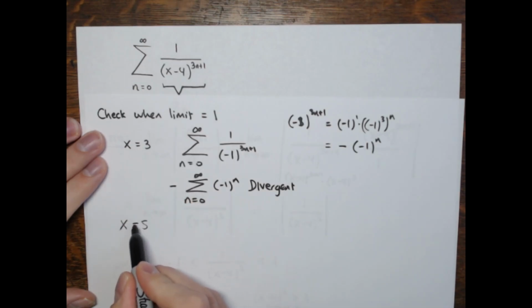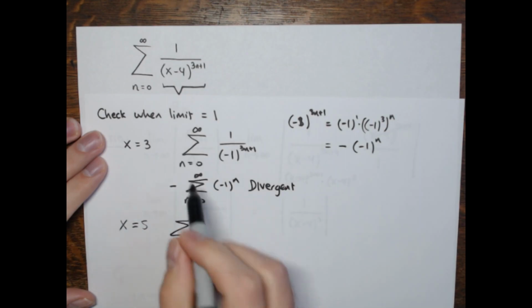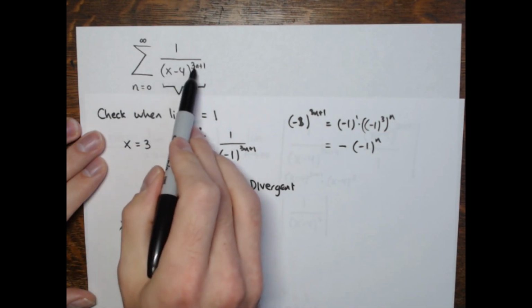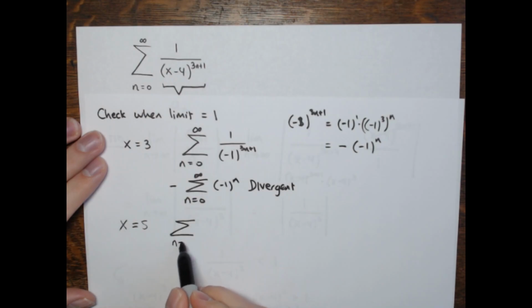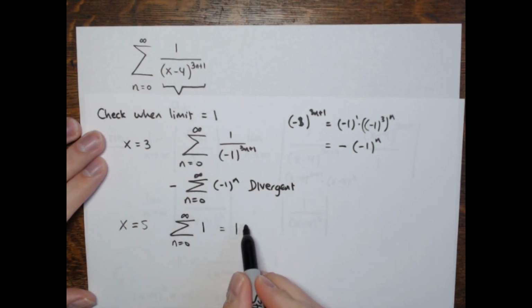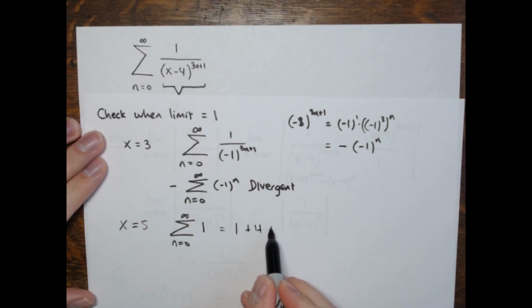And then when x equals 5, we get the sum, 5 minus 4 is 1, 1 to any power is 1. This would just be the sum from n equals 0 to infinity of 1, which should be definitely divergent, right? 1 plus 1 plus 1 plus 1 plus 1 plus 1 plus 1. The terms of the sequence that you're adding up are always 1. So definitely divergent, all right?